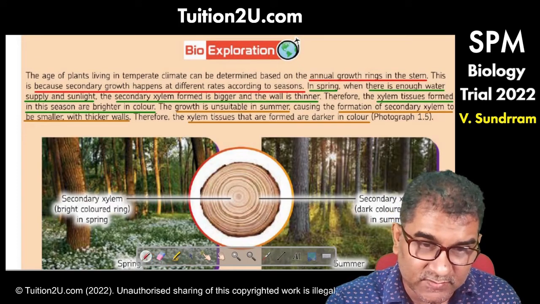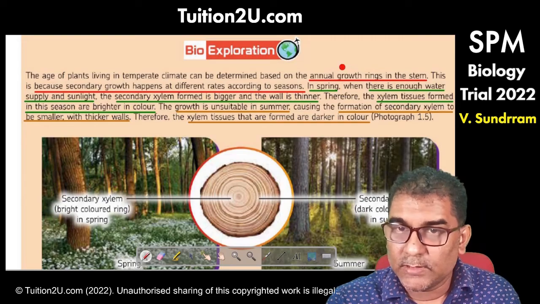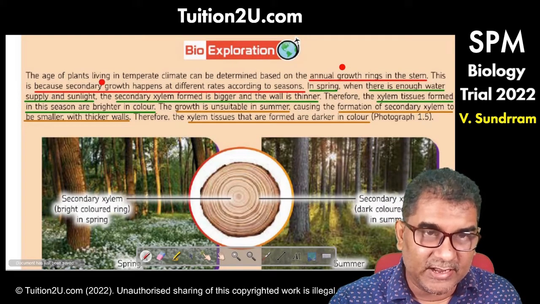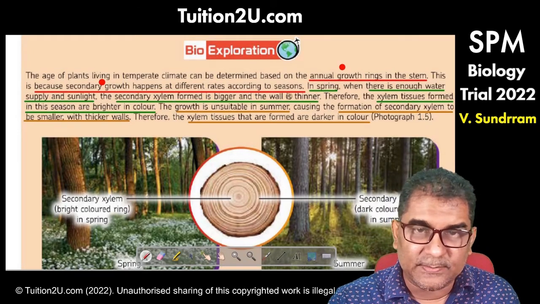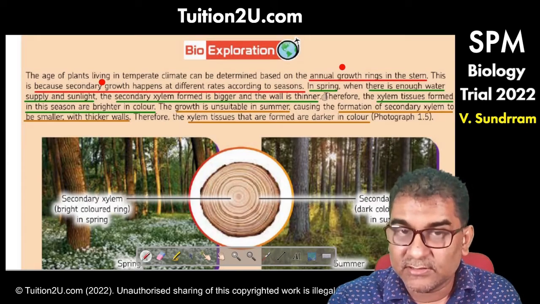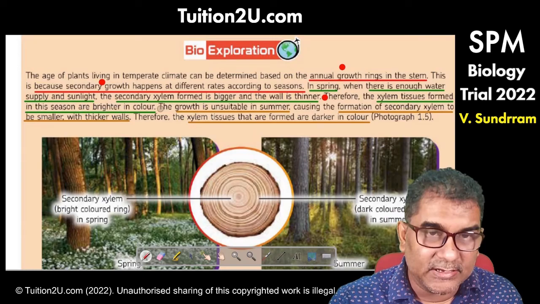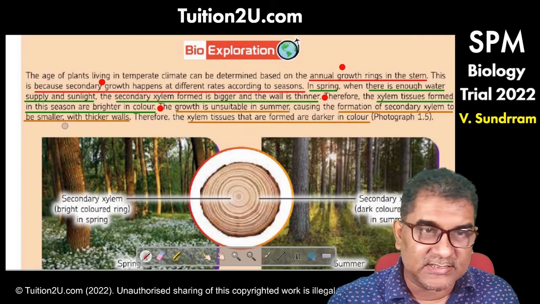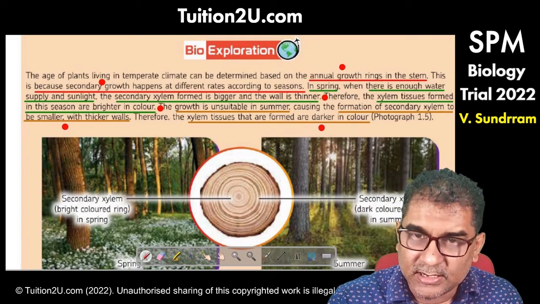Let's see how many points we have. So if I look at the points, annual ring is 1 mark. Growth rate is different at different season, 1 mark. In spring, the xylem is thinner and bigger, 1 mark. Brighter in color, 1 mark. In summer, secondary xylem is smaller, thicker wall, 1 mark. Darker in color, 1 mark.